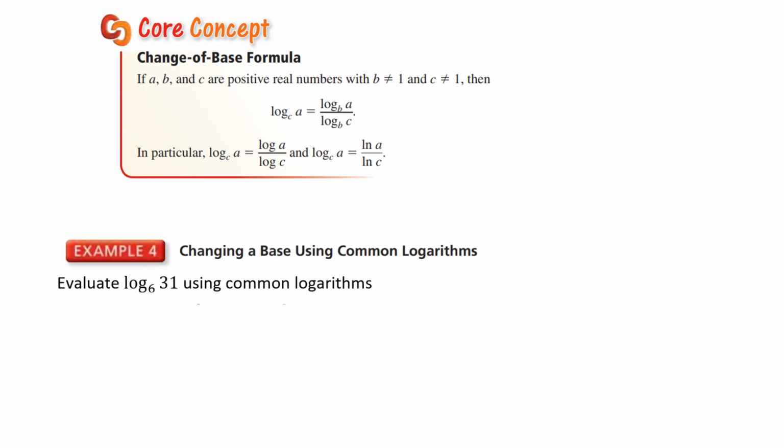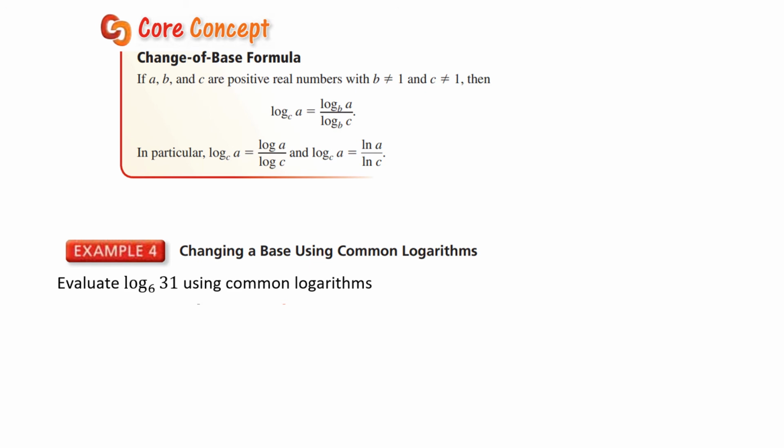So let's look at some specific examples here. We want to evaluate the log base 6 of 31. We're asking ourselves, 6 to what power equals 31? I don't know what that equals. I mean, I can estimate: 6 to the first is 6, 6 squared is 36. So I know it's got to be 1 point something.